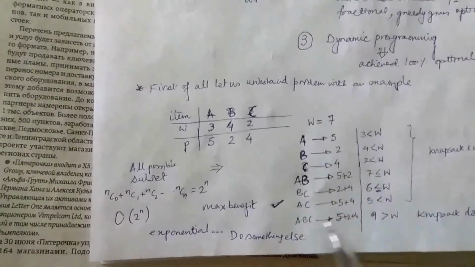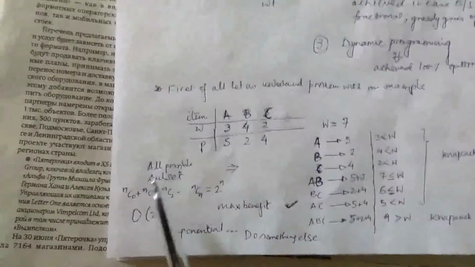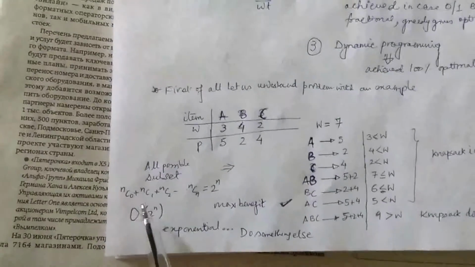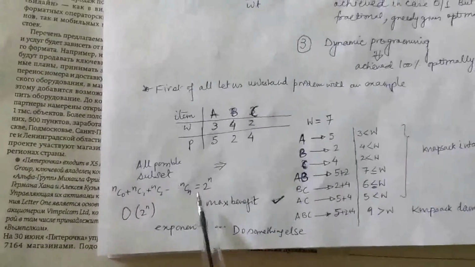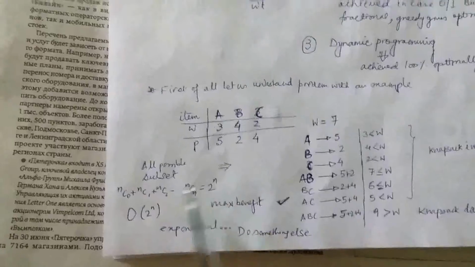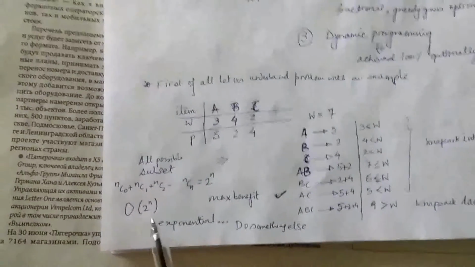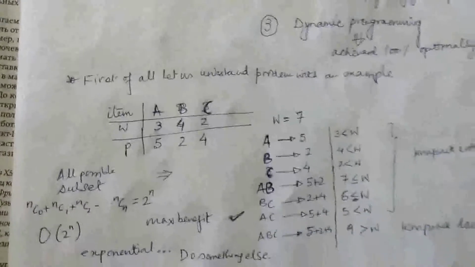So how are we evaluating? We keep guessing, which is the naive solution. All possible subsets: n choose 1, n choose 2, and so on up to n choose n. The total will be 2 raised to the power n. This binomial sum gives an upper bound of 2 raised to the power n. So it is exponential. What to do next?